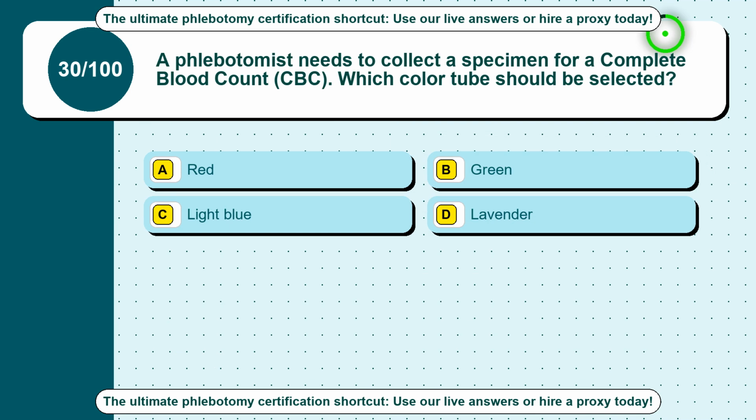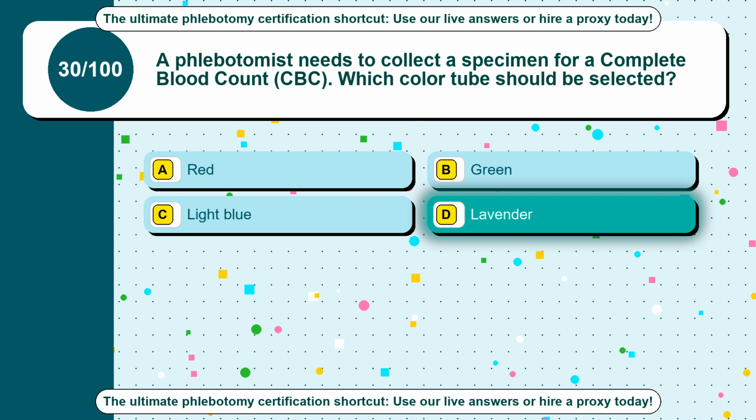Question 30. A phlebotomist needs to collect a specimen for a complete blood count, CBC. Which color tube should be selected? Option A, red. Option B, green. Option C, light blue. Option D, lavender. The correct answer is option D, lavender.